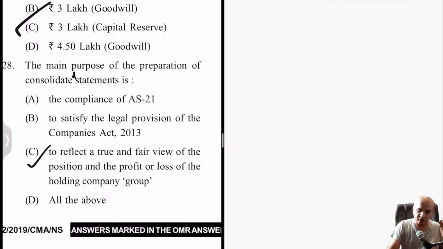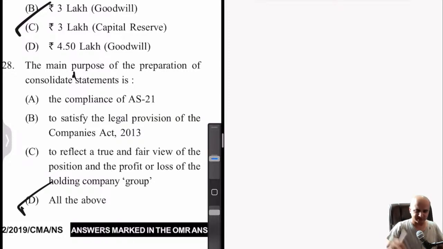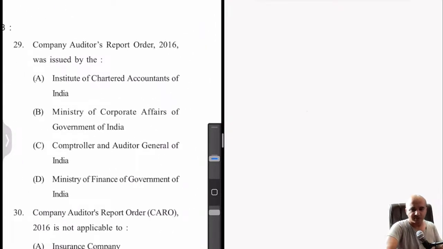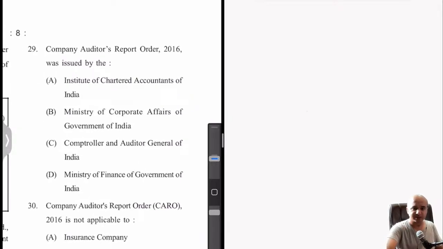So therefore the right option in this case would be option D, which is all of the above. So this was a no-brainer actually, a very easy question. Let's move on to the next one. Again a theoretical question, but this is slightly outdated, not because the institute is outdated, but just because this is the December 2019 paper.